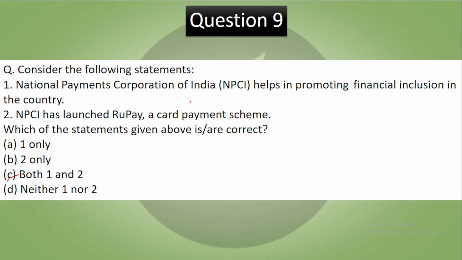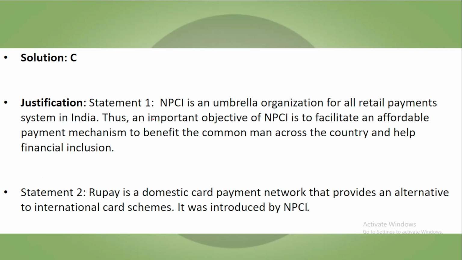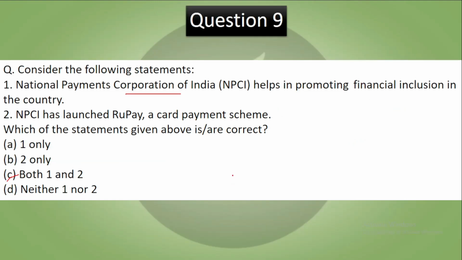This is a not-for-profit company, and RuPay and so on were launched by it. So it is an umbrella organization for all the retail payment systems in India. Thus, an important objective of NPCI is to facilitate an affordable payment mechanism to benefit the common man across the country and help financial inclusion. RuPay is a domestic card payment network that provides an alternative to international card schemes, and it was introduced by this NPCI. This was all about today's video and session.